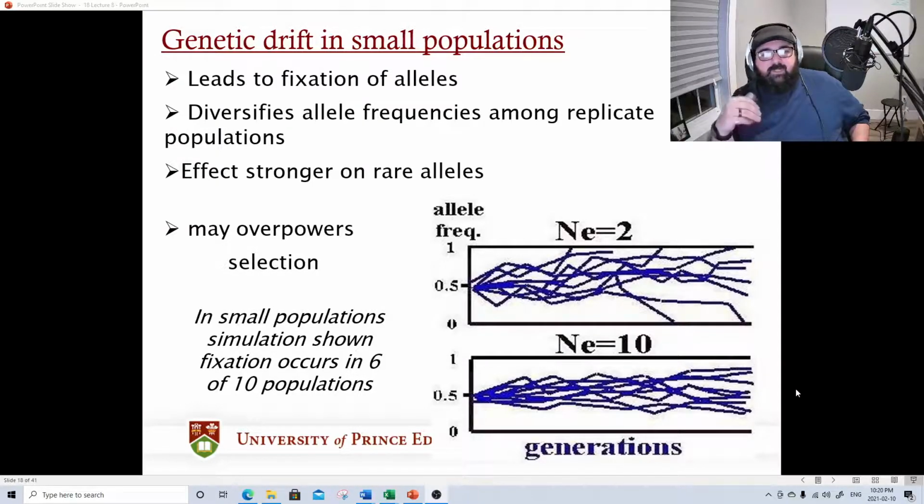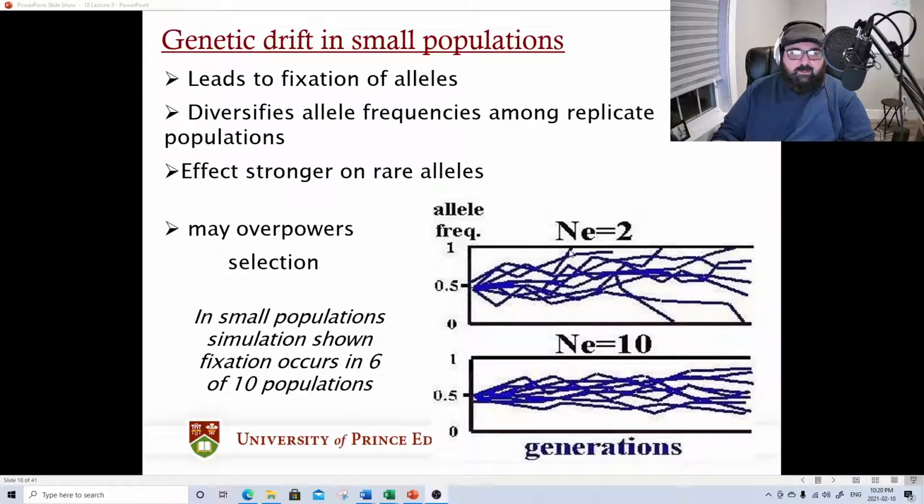The effect of genetic drift is even stronger on rare alleles because they're the most easily lost. And really importantly, in small populations, genetic drift can overpower selection. So what you can see here is some simulations. Here we had an effective size of 2 individuals. Here we had an effective size of 10. We had a couple of generations. We started off with allele frequency of 0.5, so 50% big A and 50% little a. And every time it hit the top or the bottom, it meant the simulation said that one of the alleles was lost.